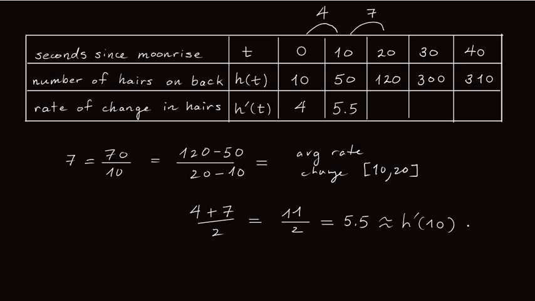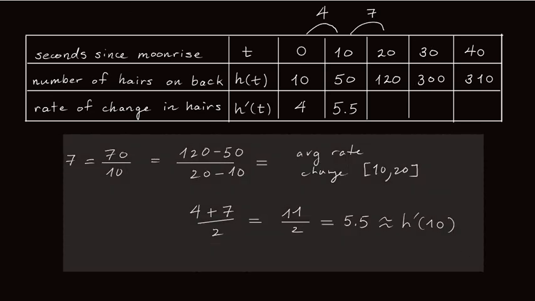Okay, and then we do the same thing for each of the other table values. We're going to go to 20 next. Again, for 20, we have two choices. We could either look at the interval between 10 and 20 or the interval between 20 and 30, the left interval or the right interval. We're going to do both, the average rate of change over both intervals, and then add them together and divide by 2. I've already done the interval between 10 and 20. The average rate of change was 7. So I don't have to worry about that now.